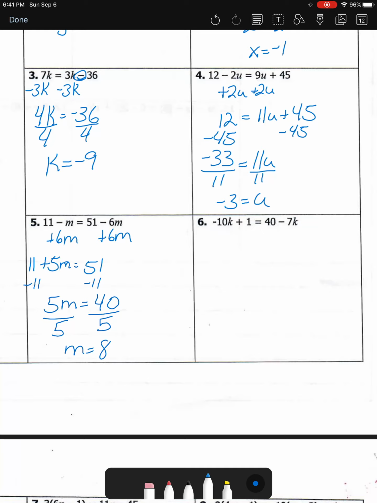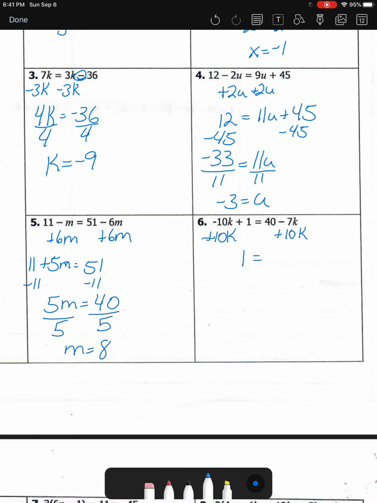And on 6, I have choices. I'm either going to move the negative 10k or the negative 7k. Negative 10 is smaller, so that means I'm going to add 10k. Maybe that was so I can add. I don't know what that looks like. Definitely not a plus sign. So we're going to add 10k.